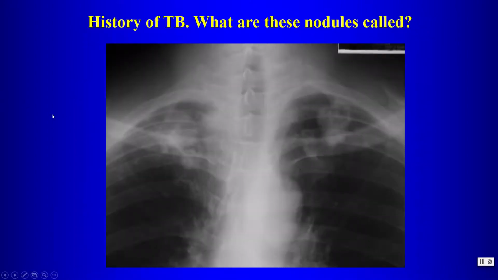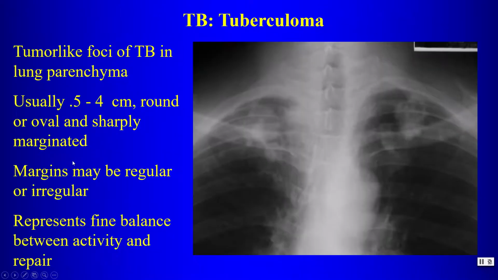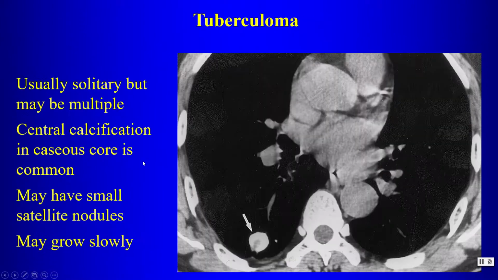If I tell you this patient has a history of TB and has these nodular dense opacities, what are these called? There's a term for this. These are called tuberculomas. These are tumor-like foci of TB within the lung parenchyma. They're usually oval or round. Margins may be regular or irregular. And these can have viable organisms. They represent a fine balance between activity and repair. So they can also calcify, as you see here. They can be multiple, and these may grow slowly.